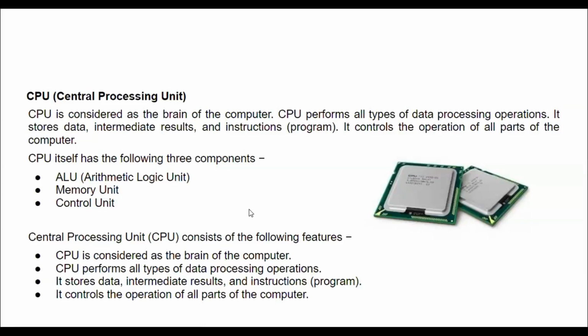So some features of the CPU. So first, CPU is considered as the brain of the computer. The CPU performs all types of data processing operations. It stores data, intermediate results, and instructions like program. And it controls the operation of all parts of the computer. So those are some features of the central processing unit.